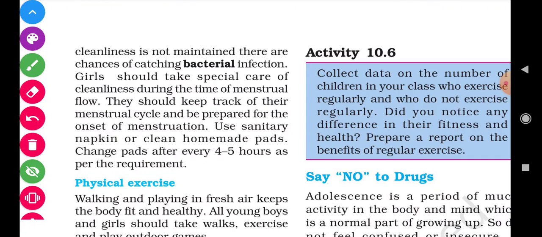So students, please keep track of the menstrual cycle, especially the girls who are at the onset of their menstrual cycle. Be prepared for this and use the sanitary napkin, which is very good care for personal hygiene. And you should use clean homemade pads and change the pads after every 4 to 5 hours as per the requirement.